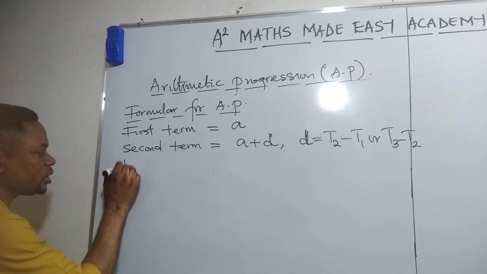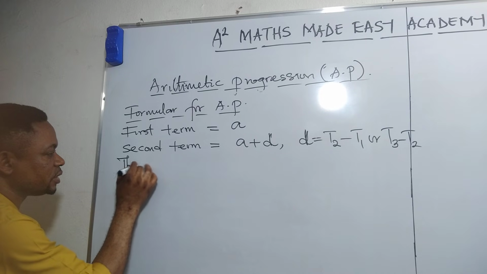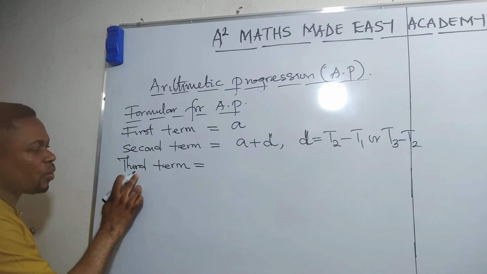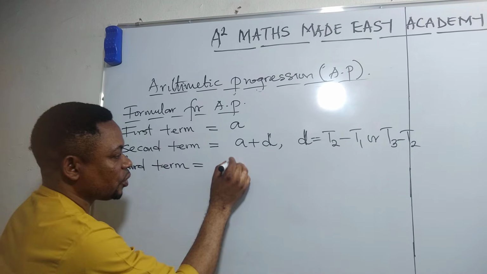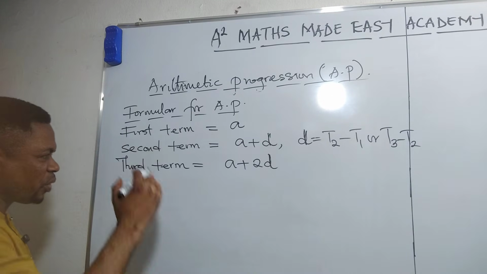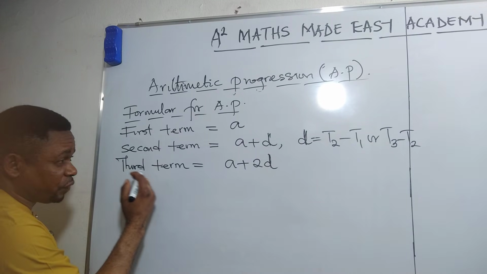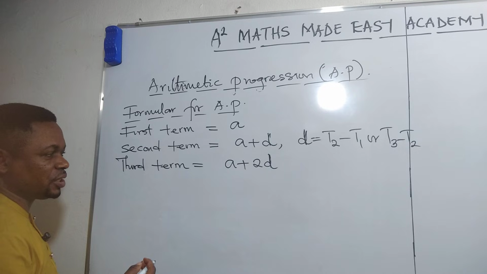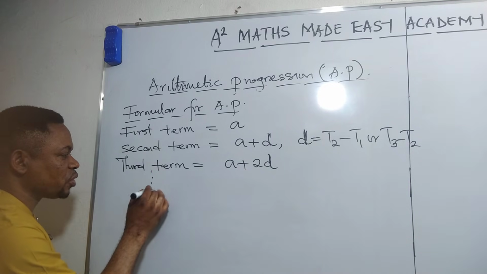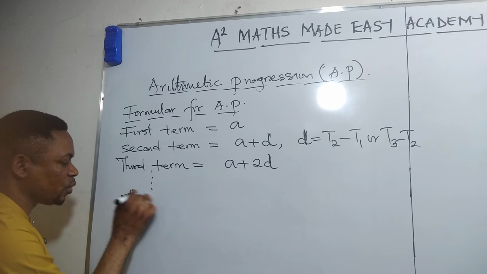Then what if the question now says the third term of an AP? Anytime you hear the word third term of an AP, it is always A plus 2D. Are you with me now? So you keep on increasing. Now if you are looking for the fourth term, it is A plus 3D. The fifth term is now A plus 4D. And we keep on solving it to what we call the nth term.